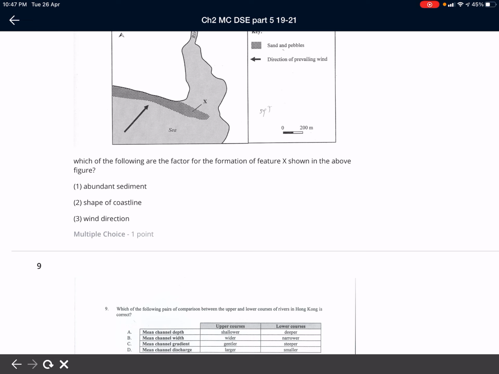the longshore drift. Okay, so number 2 is also talking about the wind direction, also giving rise to the longshore drift, and it is interplaying. Okay, having some relationship in between. So all of them are correct. So 1, 2, 3. Okay.